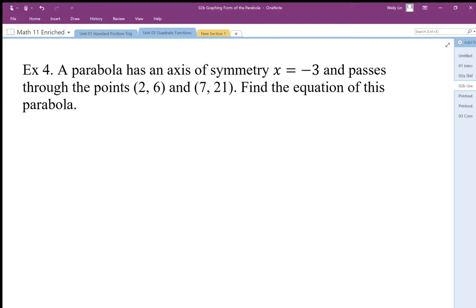Here we've been given the axis of symmetry is -3. We know that has to do with the vertex, but we don't have the y-coordinate of the vertex, and we've been given 2 random points. So I'm just going to try to sketch this graph.